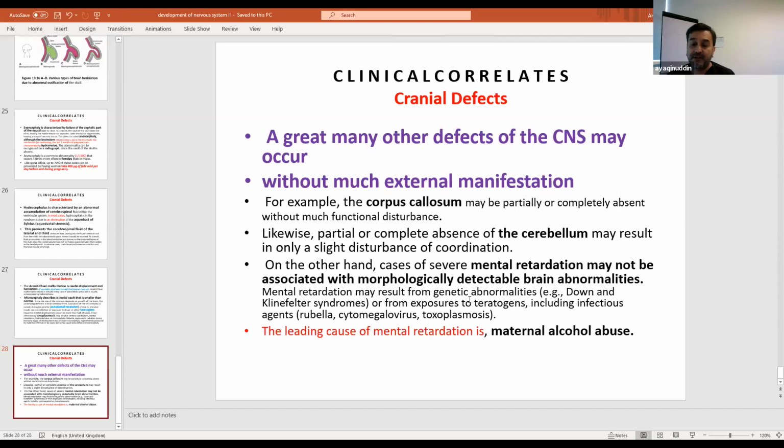So the marginal layer of the pons is going to be expanded from the basal plate, and it is going to give rise to the transverse fibers.